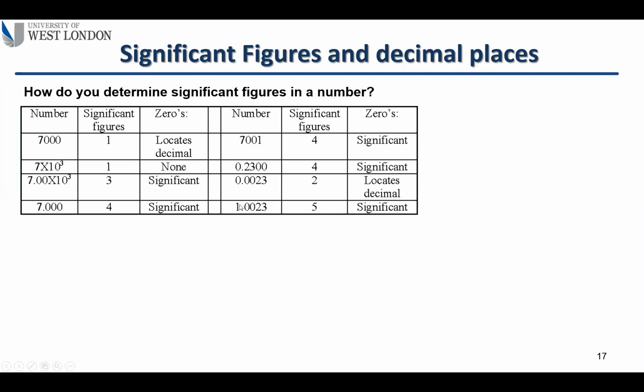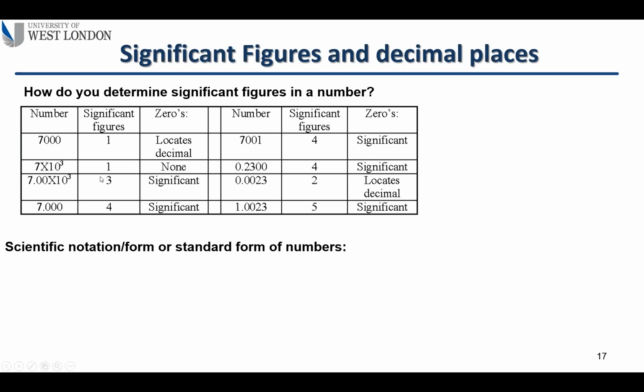But look here, we have 1 before the decimal place. So we have 1.0023, and we have to count all of them as significant figures. So in this case, we have 5 significant figures.